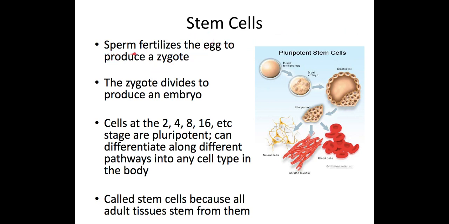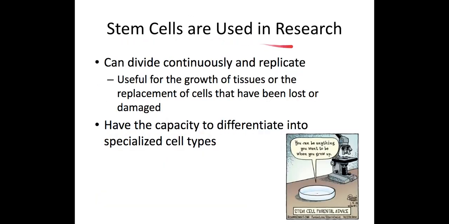So as you know, when a sperm fertilizes an egg, a zygote is produced. And this zygote will divide to produce an embryo. And cells at the 2, 4, 8, and 16 stage in the embryo are pluripotent. And this means that they can differentiate along different pathways into any cell type in the body. And that's essentially how stem cells are created naturally. They are referred to as stem cells because almost all adult tissues stem from them.